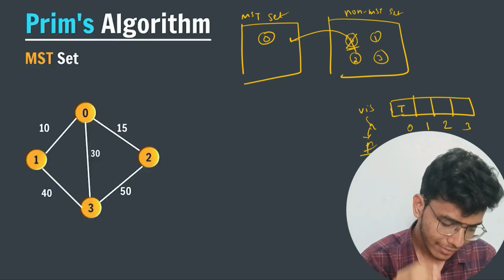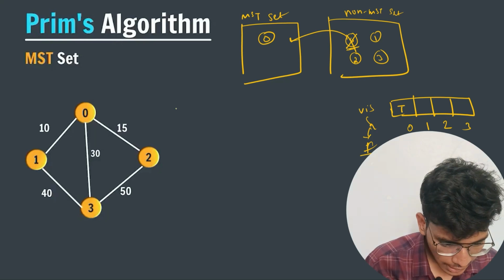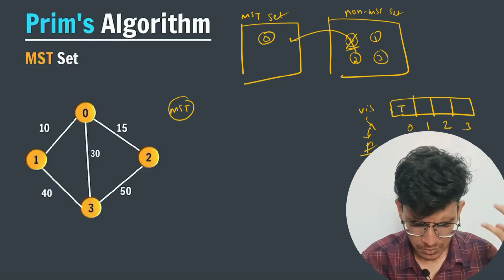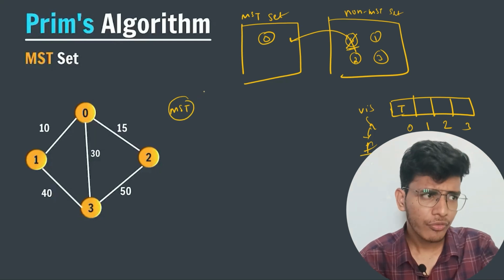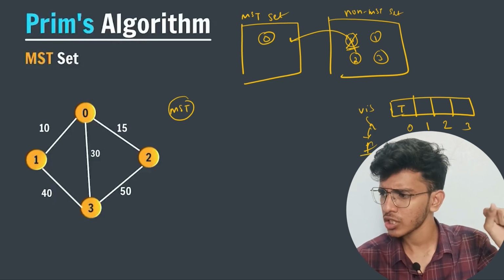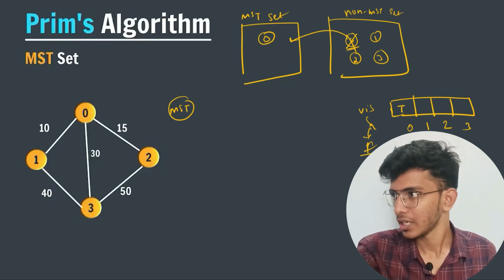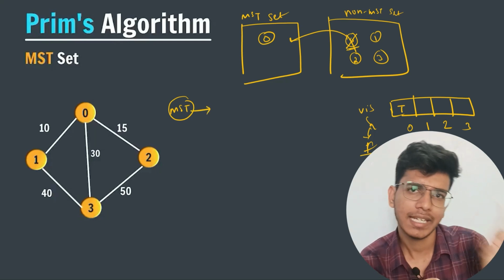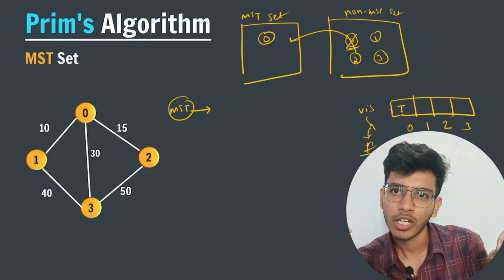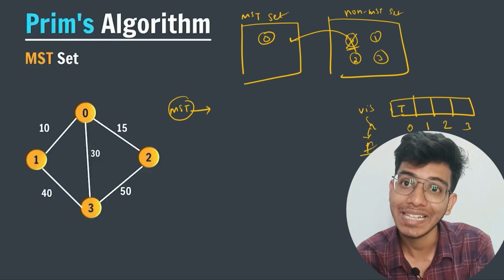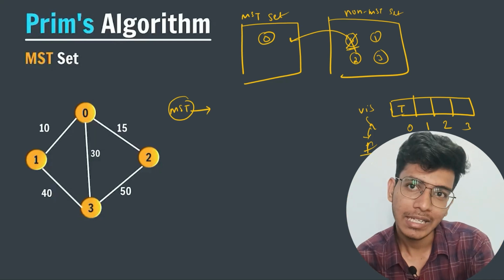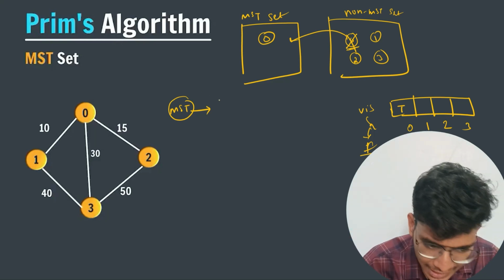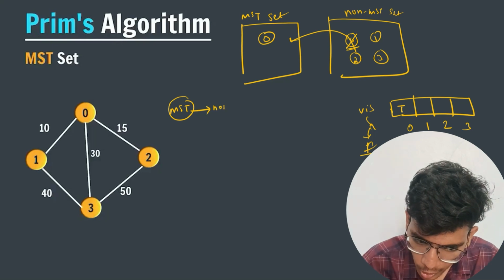Now what I will try to do is make a link from the nodes I have. In the MST set I have 0, right? So from 0, I check whether there is a connection to any of the nodes in my non-MST set. From the MST set, I take each node and check whether it has a link to a node in the non-MST set. And if there is a link, I compare the edge value.